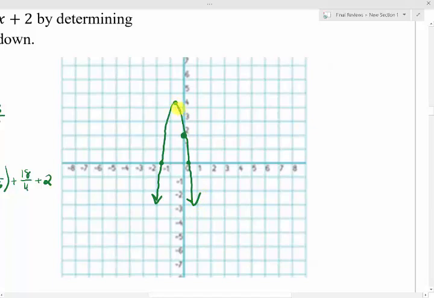Now, we're not looking for perfection with these graphs, but be warned, especially if you're in my class, if you give me just a V like this, you're not going to get full credit. Our parabolas do have a curve to them, so keep that in mind when you're creating your graph.